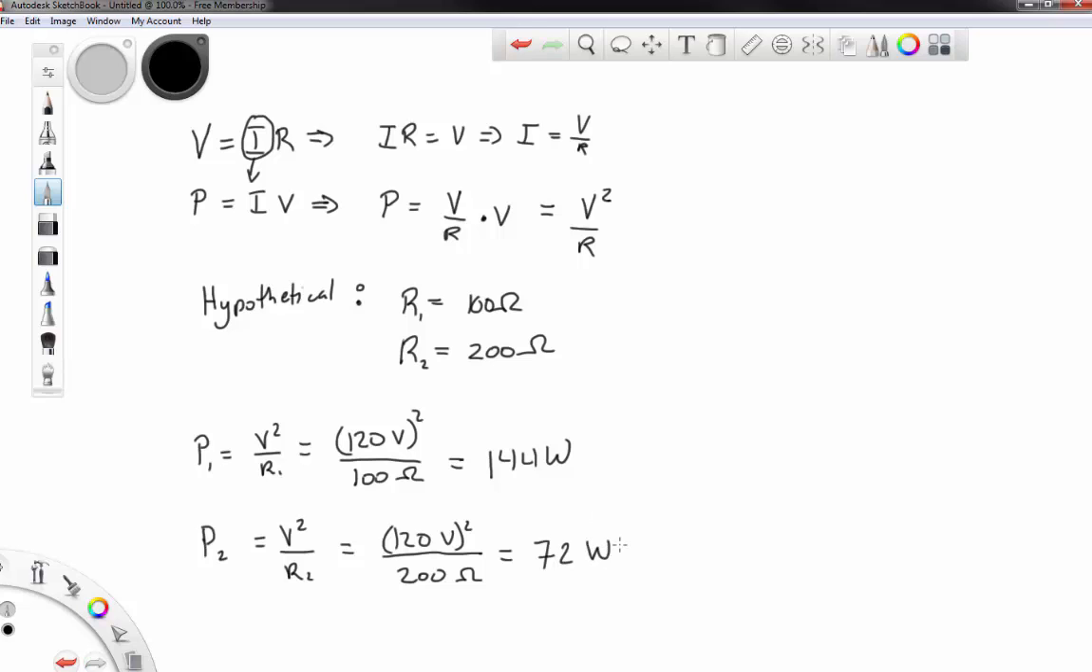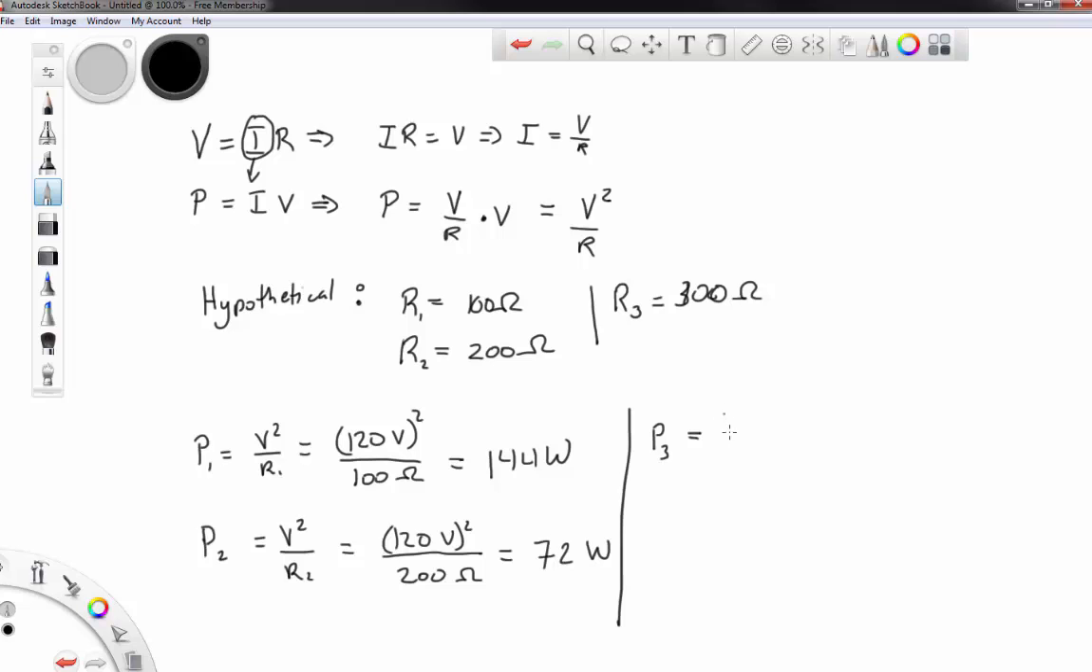According to this, the one which has more resistance is drawing less power. Just for fun, maybe we should try a third resistor that has 300 ohms of resistance. So a third light bulb with a 300 ohm internal resistance. If we get a lower number than 72, then I guess the pattern holds.